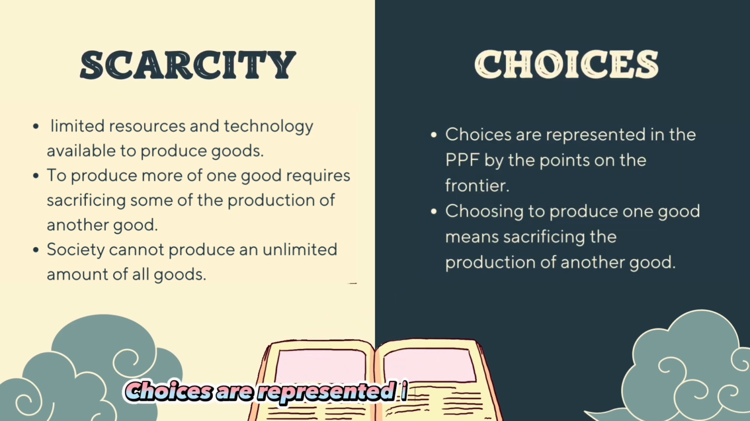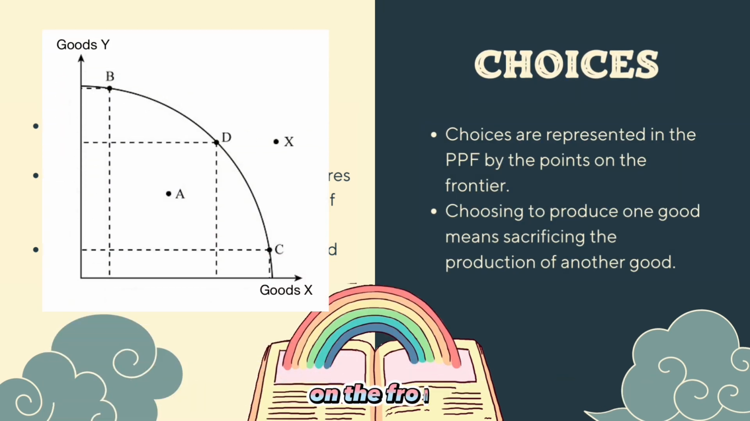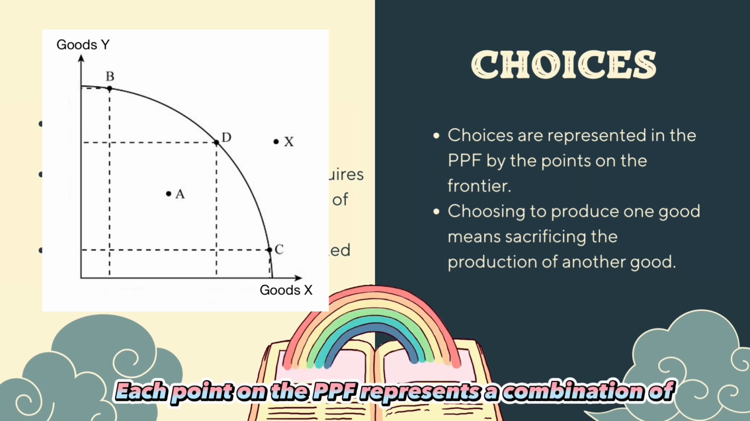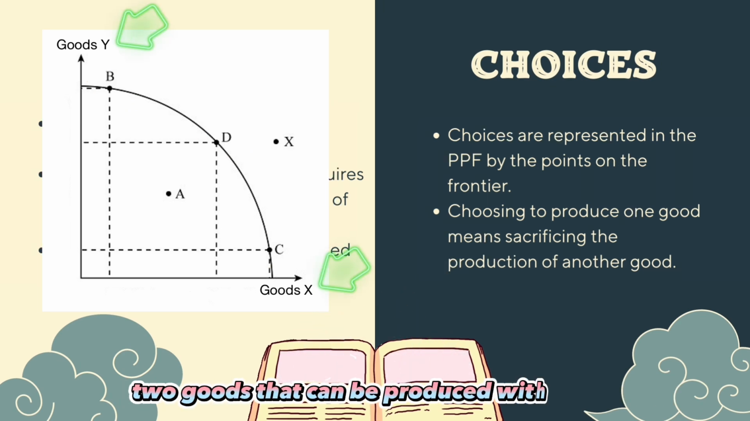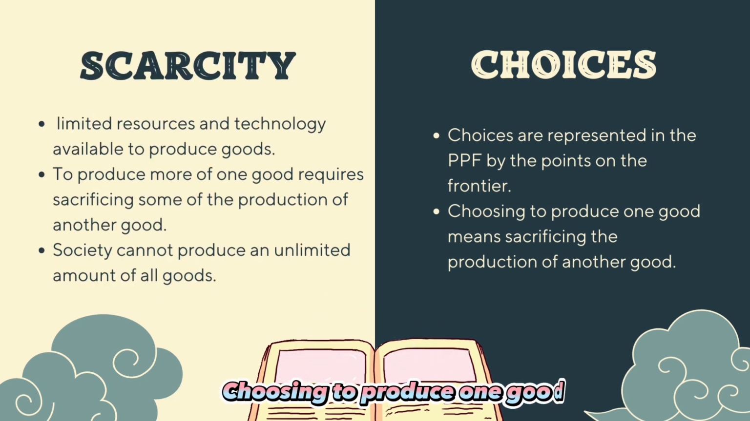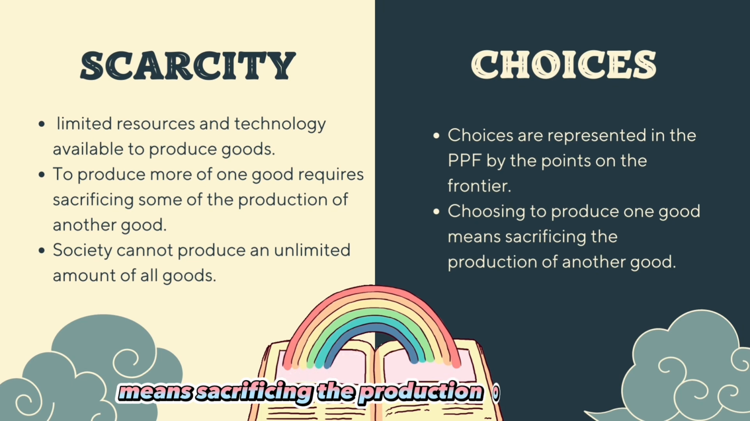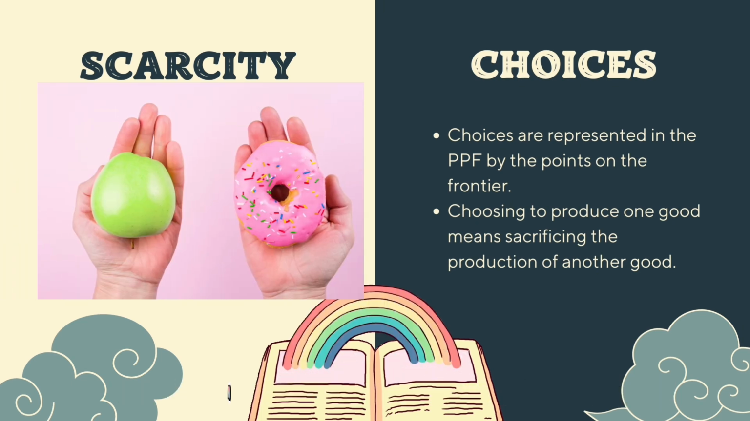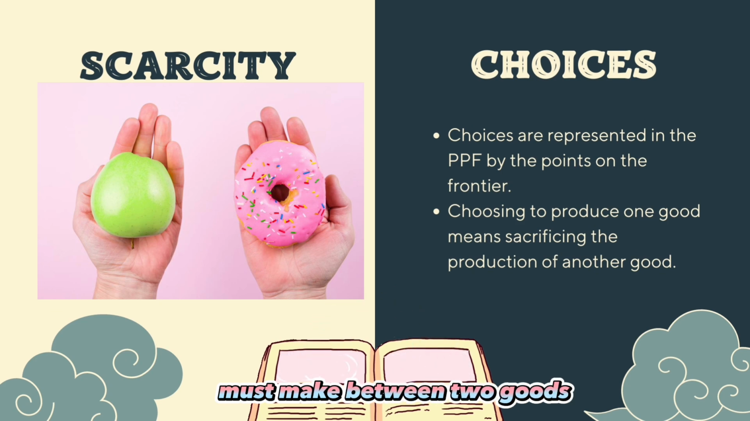Choices are represented in the PPF by the points on the frontier. Each point on the PPF represents a combination of two goods that can be produced with the available resources and technology. Choosing to produce one good means sacrificing the production of another good. Therefore, the PPF shows the choices society must make between two goods.